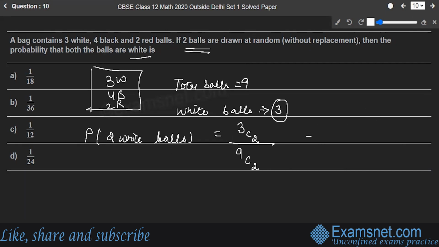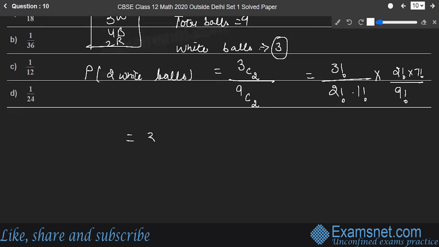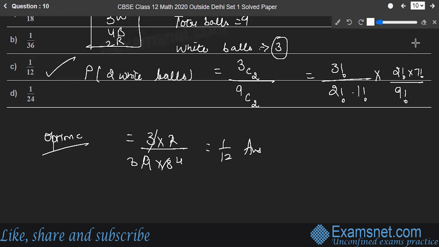So this is equal to 3 factorial upon 2 factorial into 1 factorial, multiplied by 2 factorial into 7 factorial upon 9 factorial. This is equal to 3 into 2 upon 9 into 8. This makes 3 and 4. That is equal to 1 by 12. So this is the answer to the question, and option C is the correct answer. Hope you understood that. Let's move to the next question.